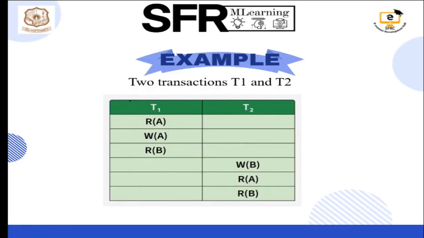Example. Consider the following schedule involving two transactions T1 and T2. In this table, R(A) and W(A) denote the read and write operations performed on some data item A respectively. It denotes a serial schedule since the transactions are performed serially in the order T1 followed by T2.